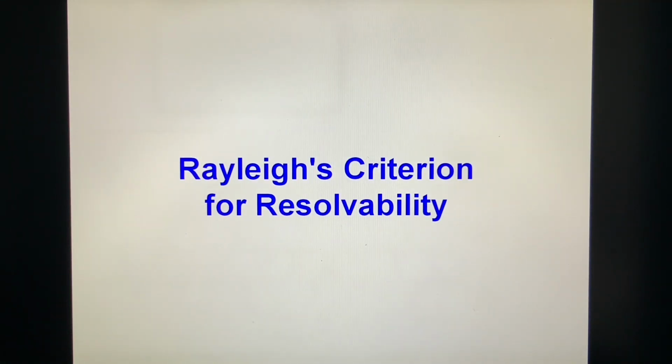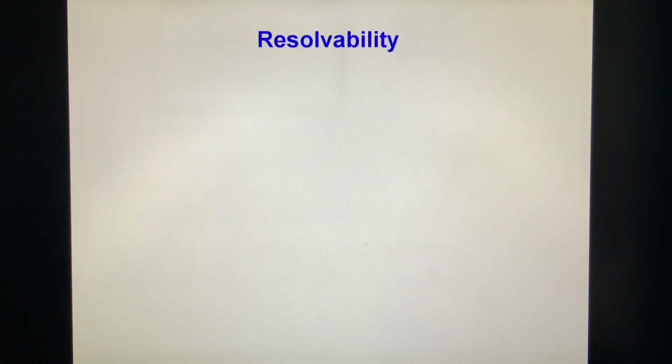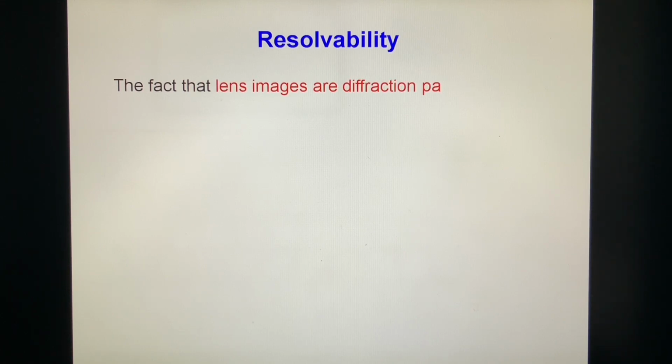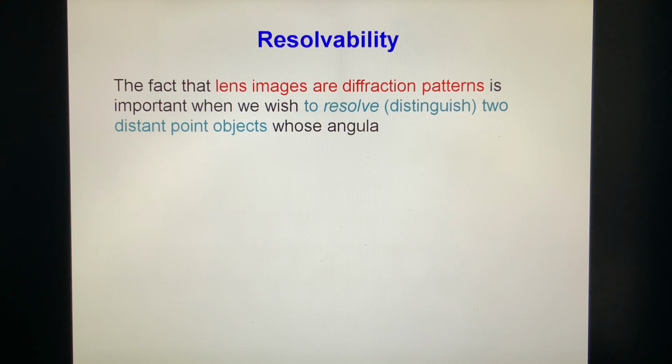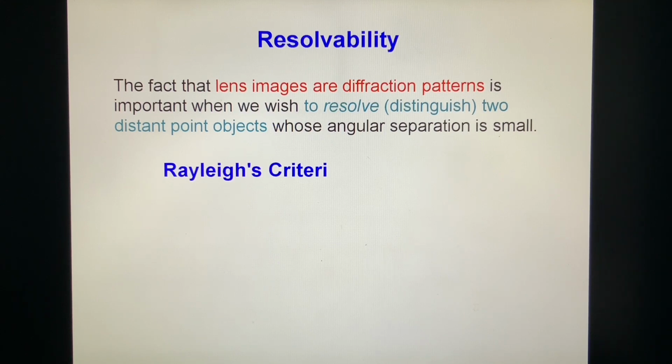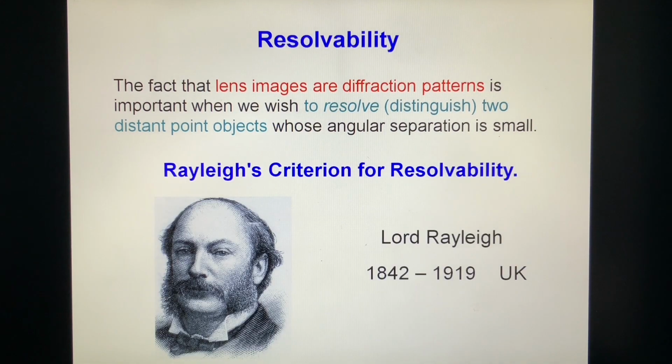Rayleigh's criteria for resolvability. Resolvability, the fact that the lens images are diffraction patterns, is important when we wish to distinguish two distant point objects whose angular separation is small. Rayleigh's criteria for resolvability is as follows.